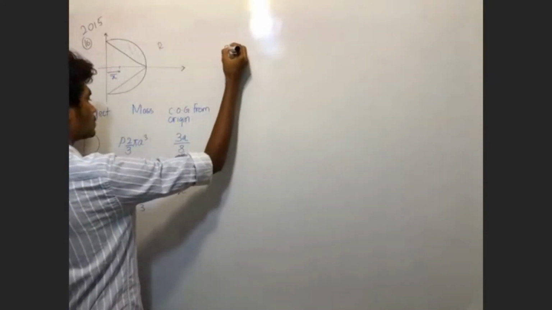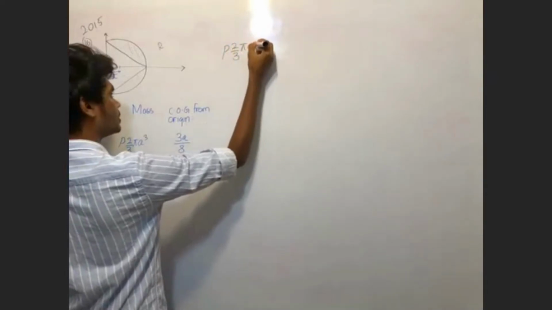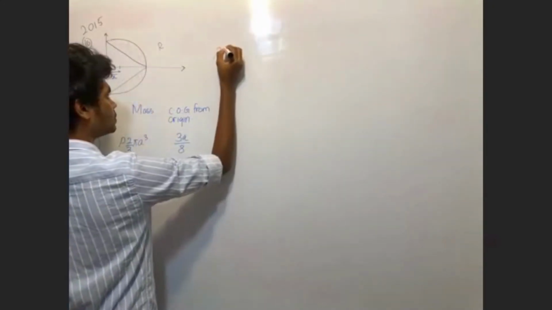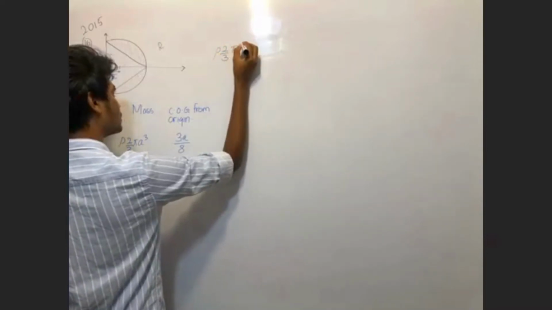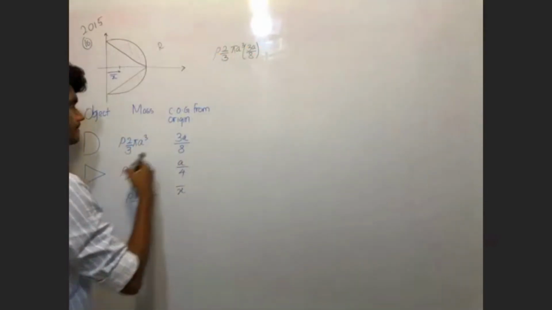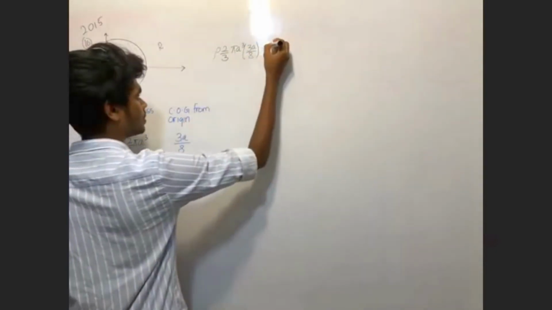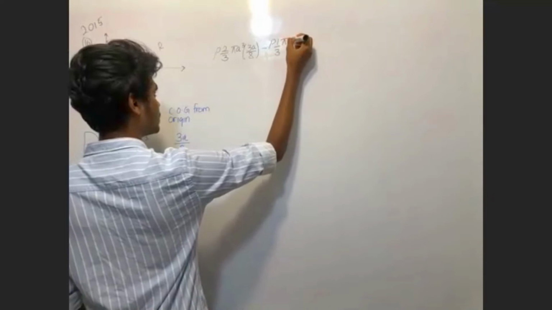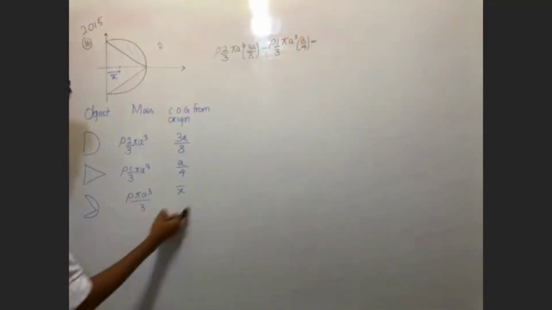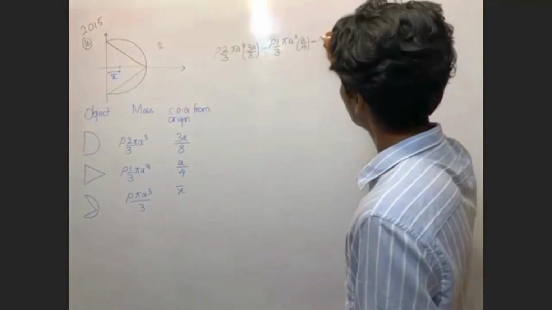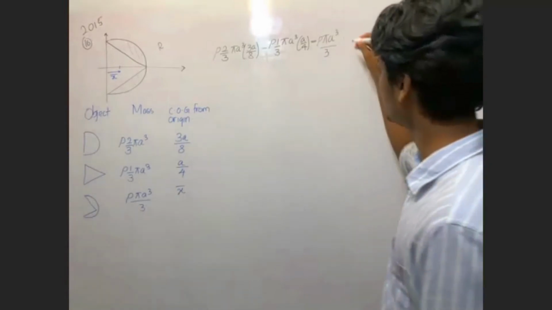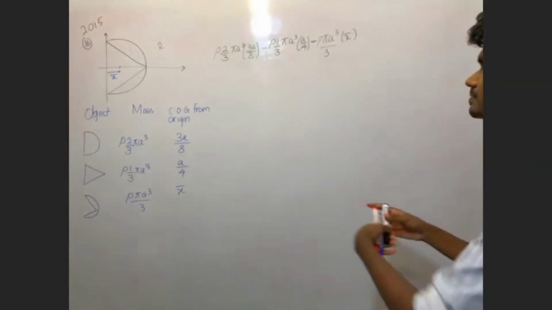So 2/3 pi a cube into 3a over 8, see this, minus this, minus 1/3 pi a cube into a over 4 is equal to this product. So pi a cube over 3 into x bar, right?